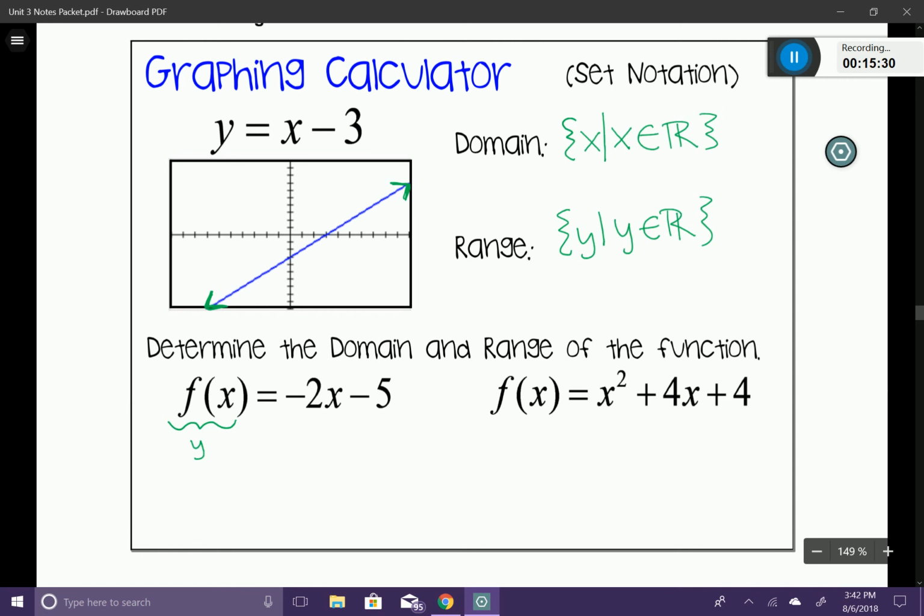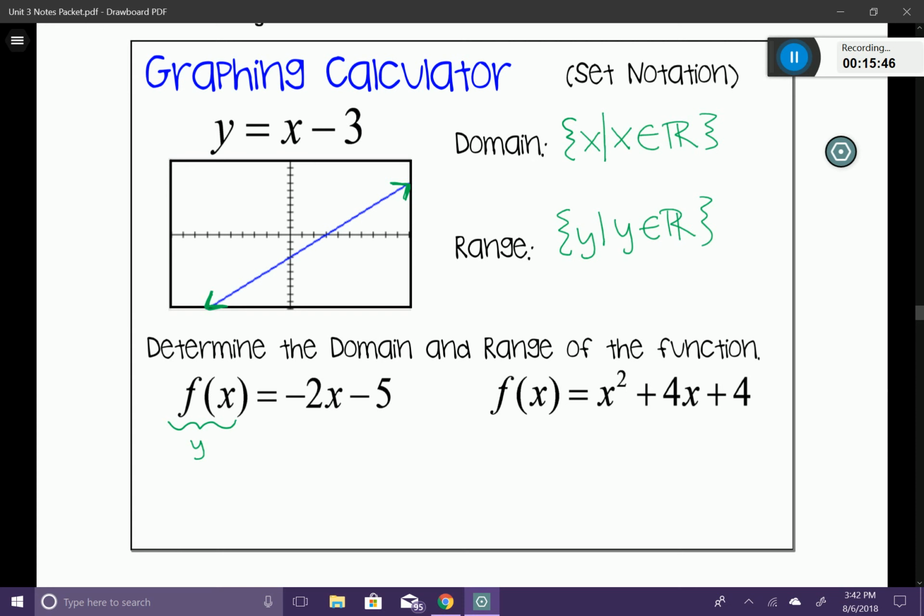So what we could do is use our graphing calculator. Go to your y equals and substitute your function into your y sub 1. I'm going to go to y equals and then negative 2x minus 5. And you know what I'm going to do? I'm going to graph it. You can see that I'm given another line.